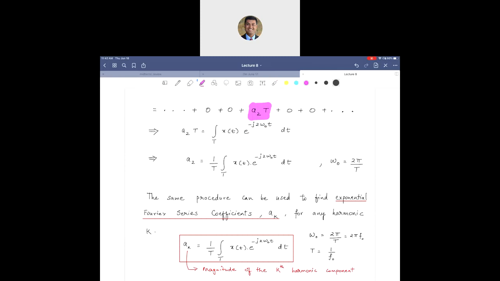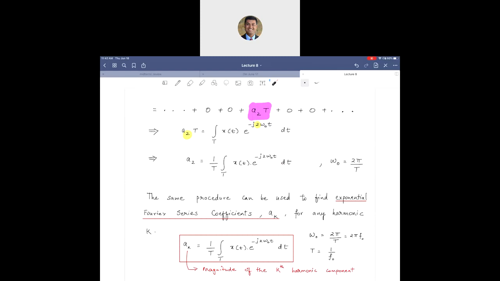Notice 2, 2. Simplify a little bit. A2, the magnitude of the second harmonic is 1 over T integration over one time period x of t e to the negative j 2 omega naught t dt, where omega naught is 2 pi over cap T.